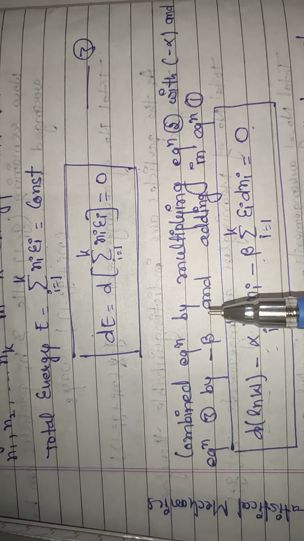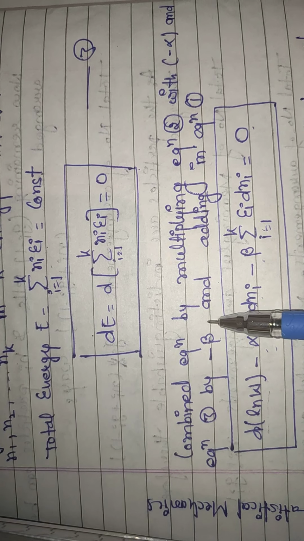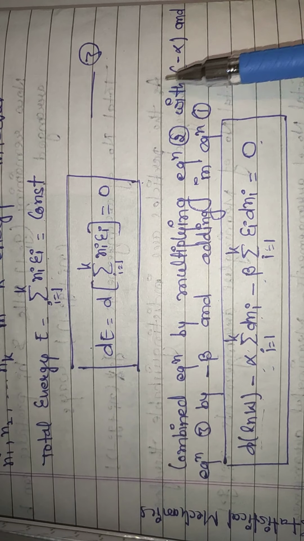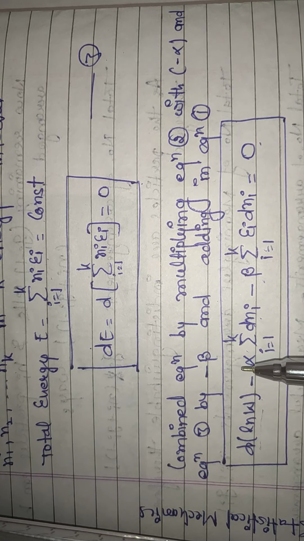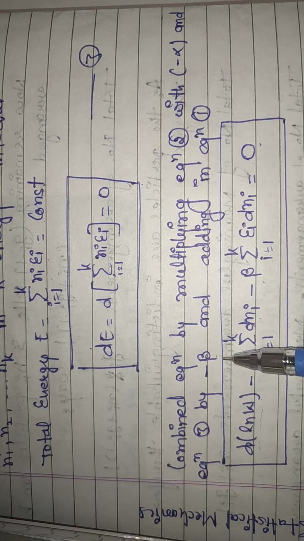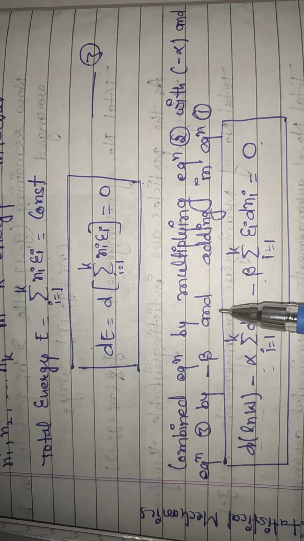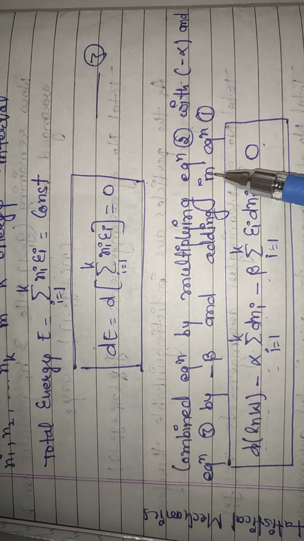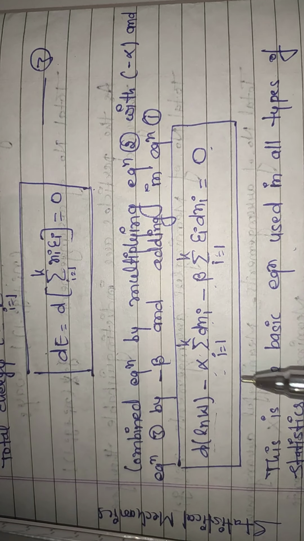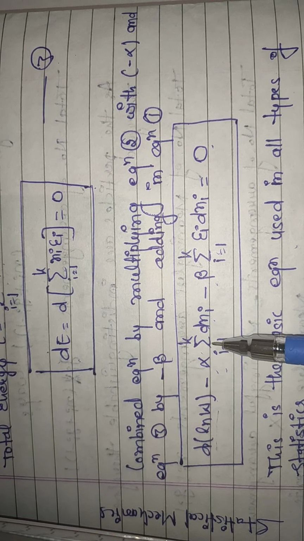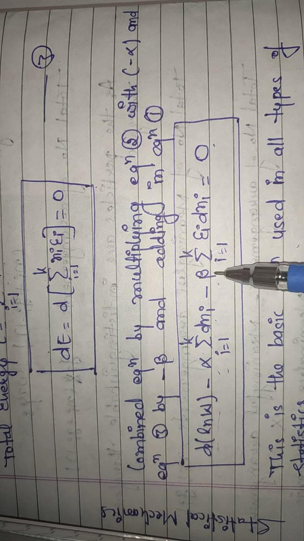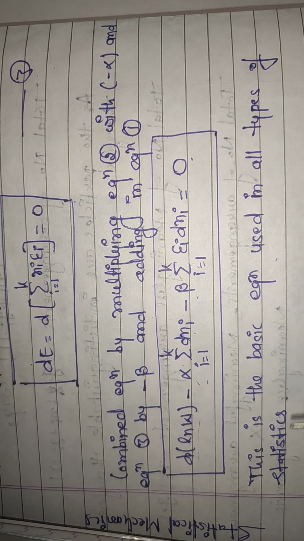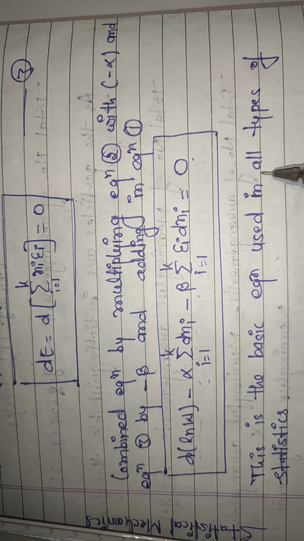Next step is to combine all these three equations by multiplying the second equation by minus alpha, where alpha is an arbitrary constant, and the third equation by minus beta. Beta, you know, is the statistical temperature, whose value is 1 by kT. We add these to the first equation, the derivative of logarithm W equals 0. Then we get the combined equation: derivative of logarithm W minus alpha summation of dNi, i from 1 to k, minus beta summation of epsilon i dNi, i from 1 to k, equals 0. This is the basic equation used in all types of statistics.